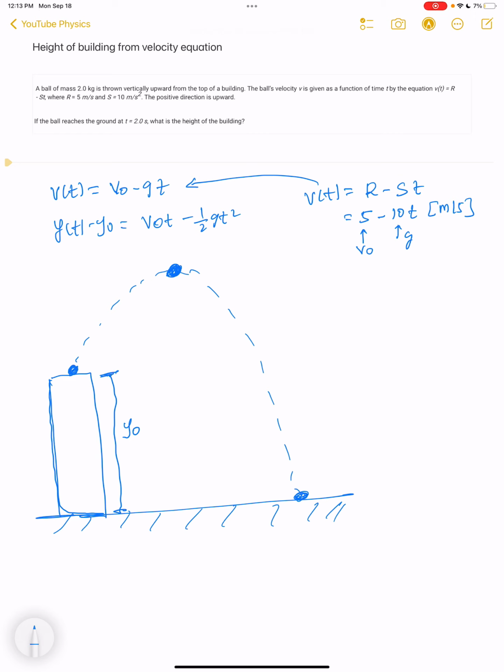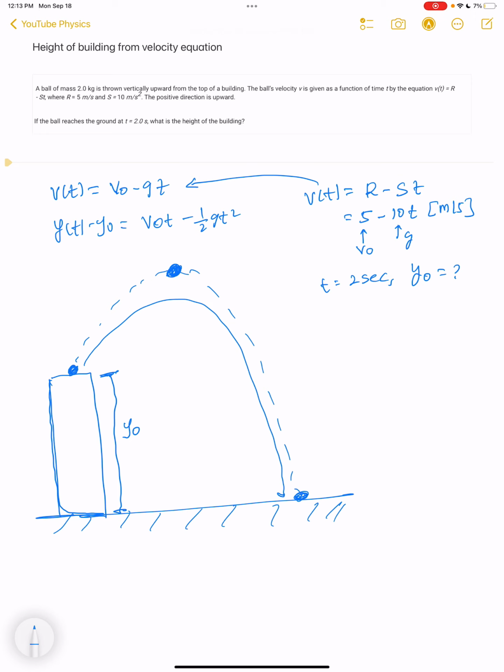So the question is asking us, if it takes it, to reach the surface, which means all the way around, this round trip time, if that time is 2 seconds, what is y naught? What's the height of the building, right?